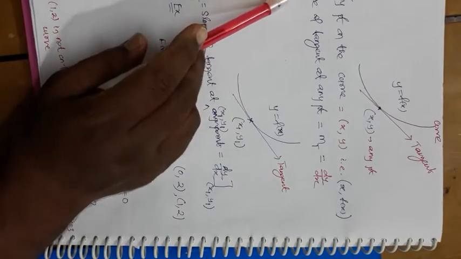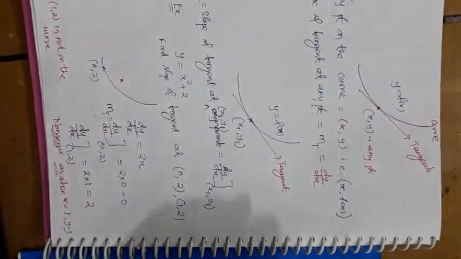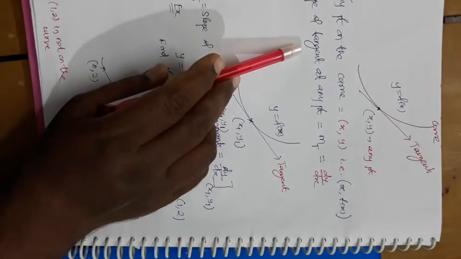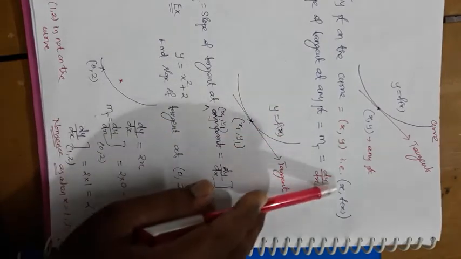Now I am telling it again. Any point on the curve is x, y. That is x, f(x) or x, y. The slope of the tangent at any point is dy by dx. Now coming to the second point.